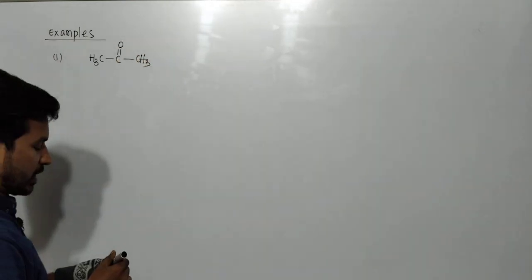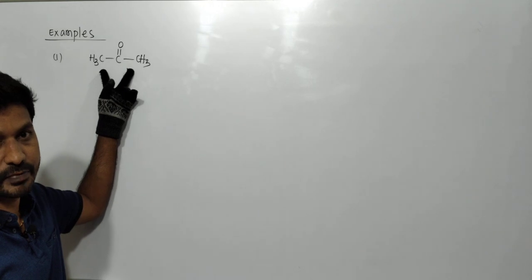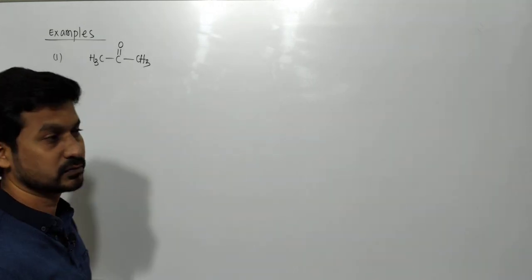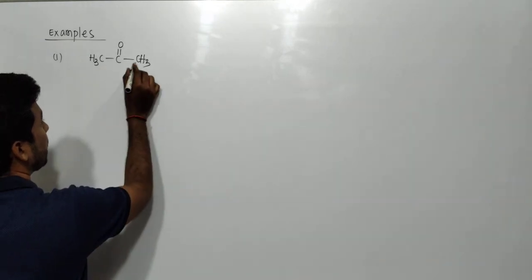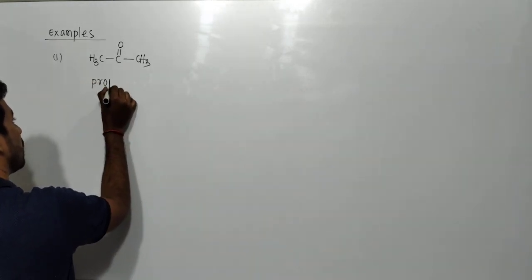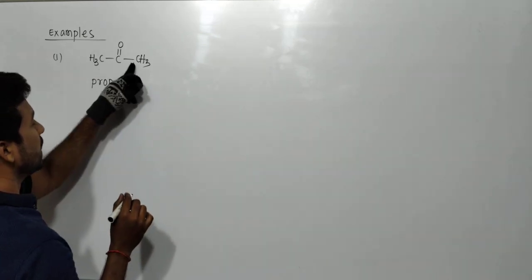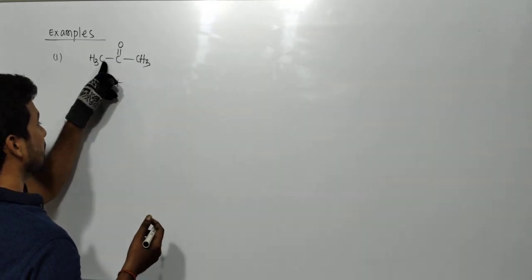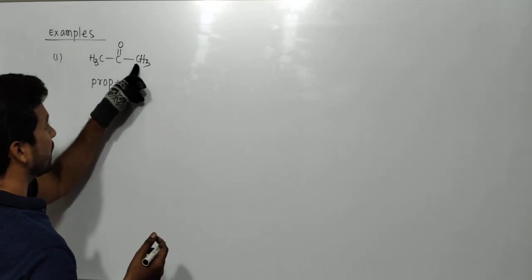Since ketone is a bivalent functional group, on both sides must be carbon. That means a minimum of 3 carbon atoms are present in ketone. Due to the presence of 3 carbon atoms, what is the root word? Prop. Between those 3 carbon atoms, don't compare with oxygen or nitrogen, anything. But you need to see between carbon atoms, single bond.